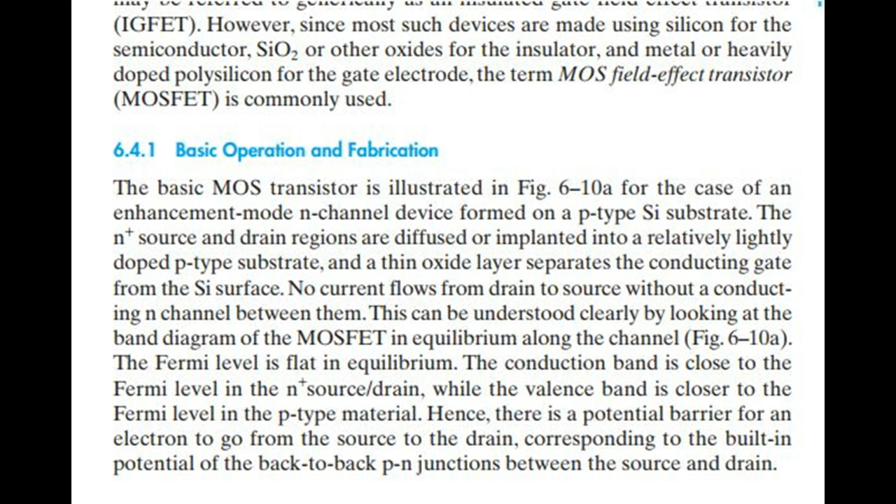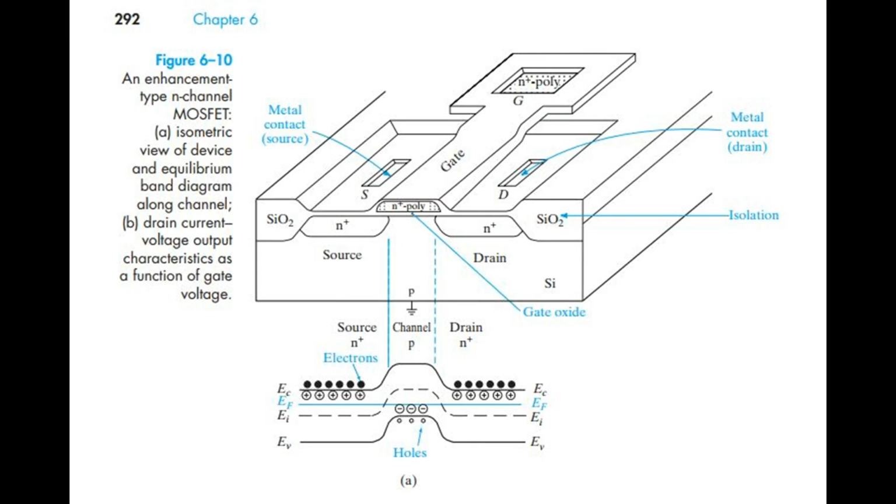The Fermi level is flat in equilibrium. The conduction band is close to the Fermi level in the N+ source/drain, while the valence band is closer to the Fermi level in the P-type material. Hence, there is a potential barrier for an electron to go from the source to the drain, corresponding to the built-in potential of the back-to-back p-n junctions between the source and drain. Figure 6-10. An enhancement type N-channel MOSFET.